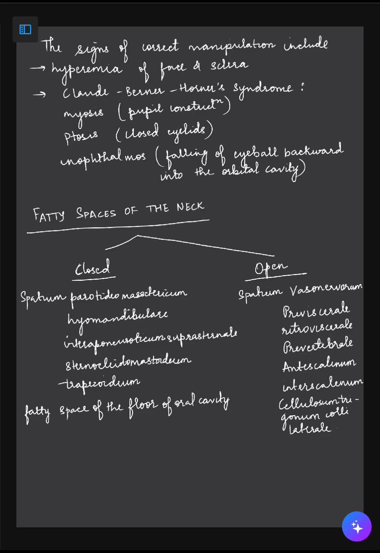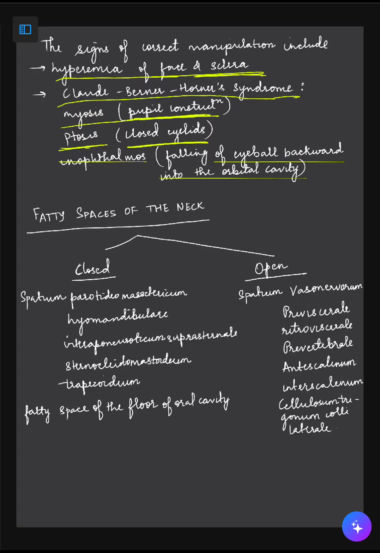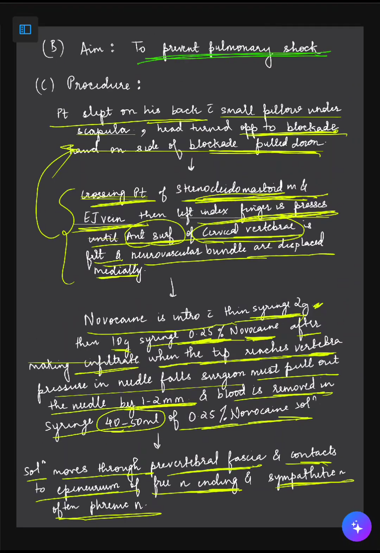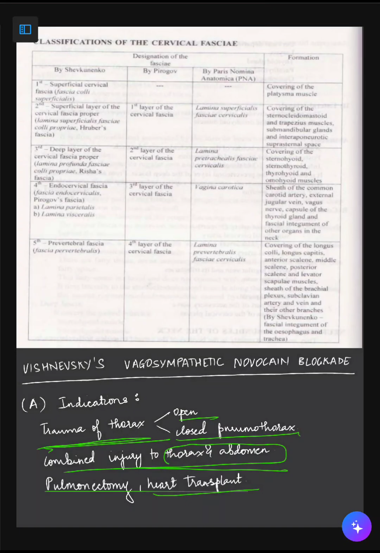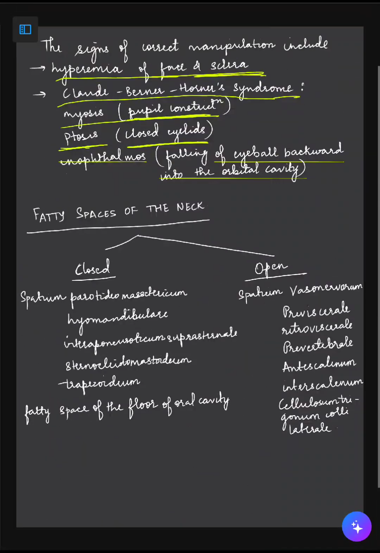Then the signs of correct manipulation include: now, what indications are there after this process? Hyperemia of the face and sclera. There is Claude-Bernard-Horner syndrome. What is it? Miosis, which is pupil constriction, and ptosis, which is a drooping eyelid. Enophthalmos, which is the falling of the eyeball backward into the orbital cavity. Now this process is a very short and simple process, called Vishnevsky vagosympathetic novocaine blockade.